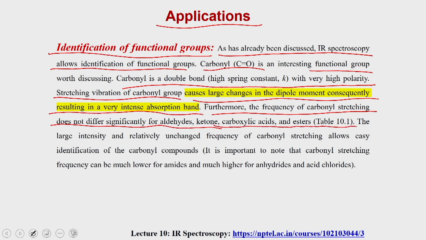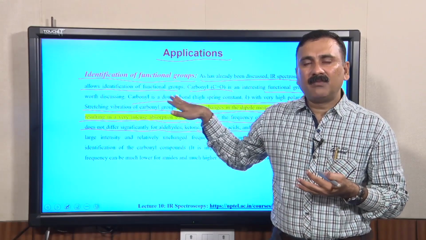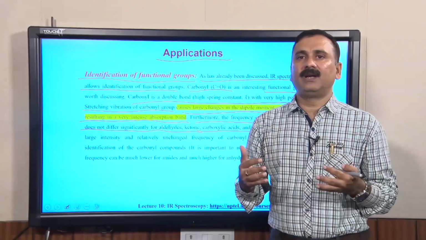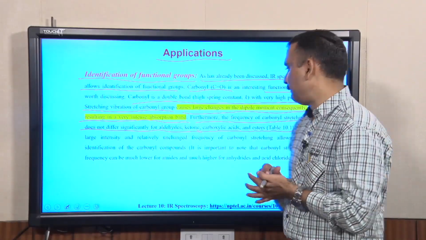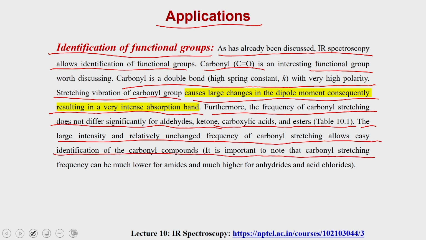As we discussed in the past, if you have some functional groups and some other groups nearby, that may change the electronic effects or the vibrations. But the carbonyl bond is very strong, and that is why it does not get affected by the nearby groups. The large intensity and the relatively unchanged frequency of carbonyl stretching allow easy identification of carbonyl compounds.